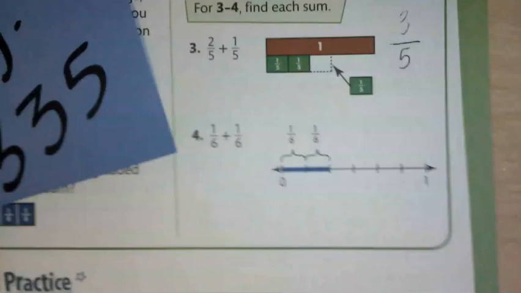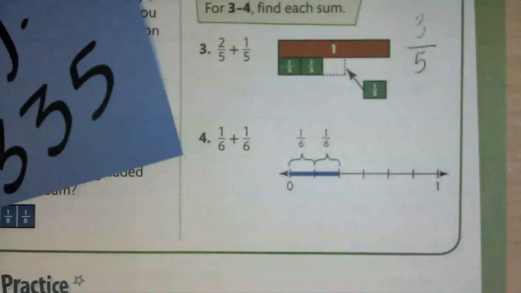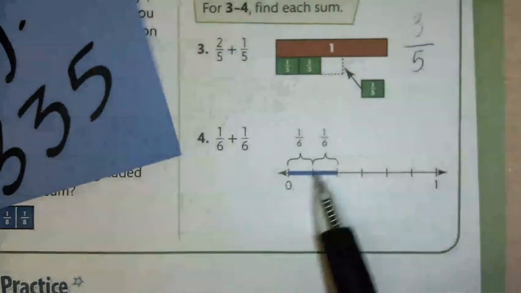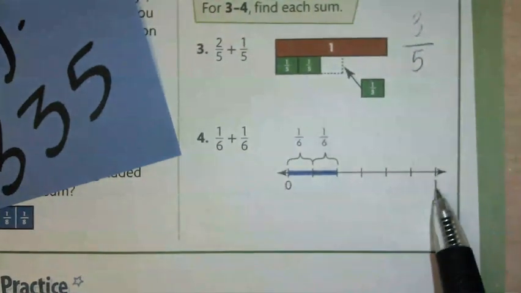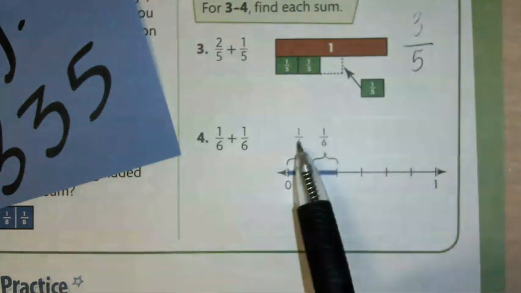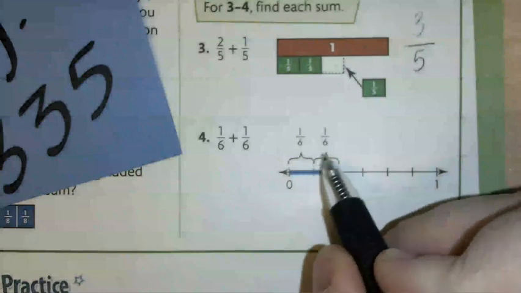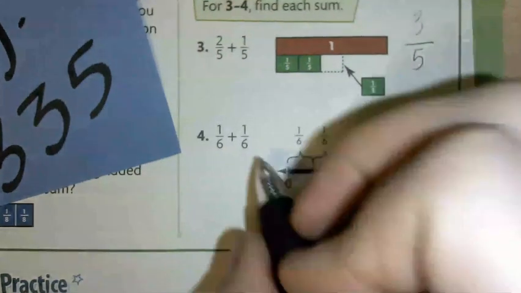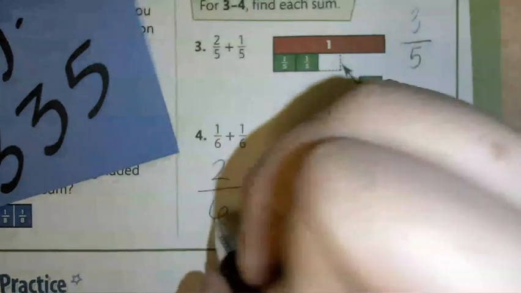For number 4, it says 1/6 plus 1/6, right? So on our number line here, they've already showed us it's going to take 1, 2, 3, 4, 5, 6 to get all the way over to 1 whole. So that's why our denominators are going to be 6. Well, how many do we have? Well, we have 1/6, 2/6. So what is 1/6 plus 1/6? It's going to be 2 out of 6.